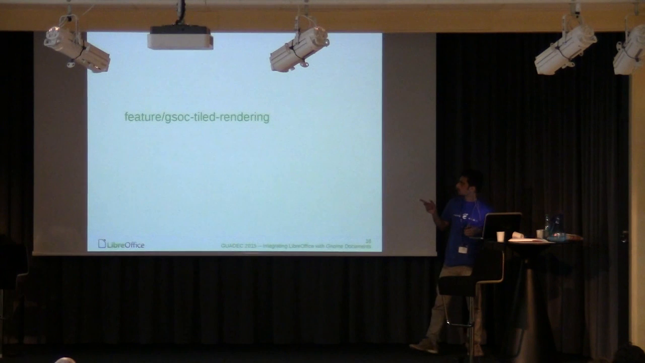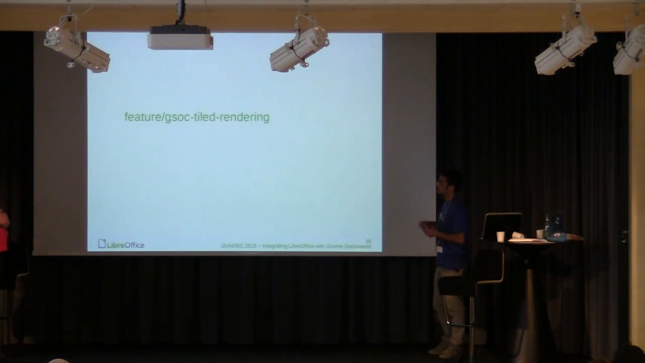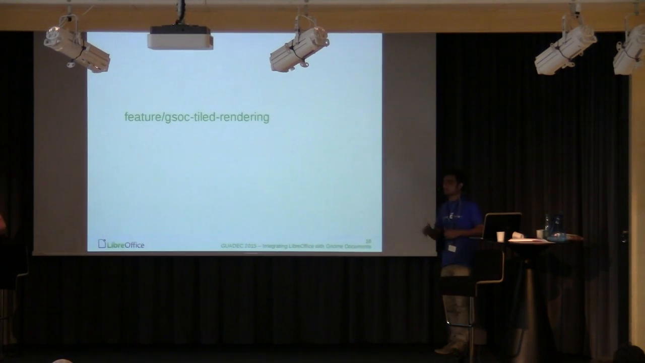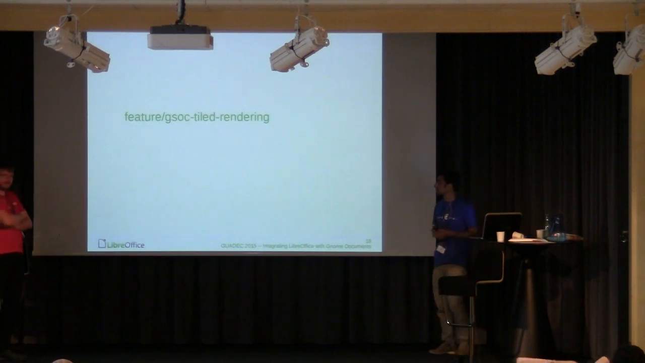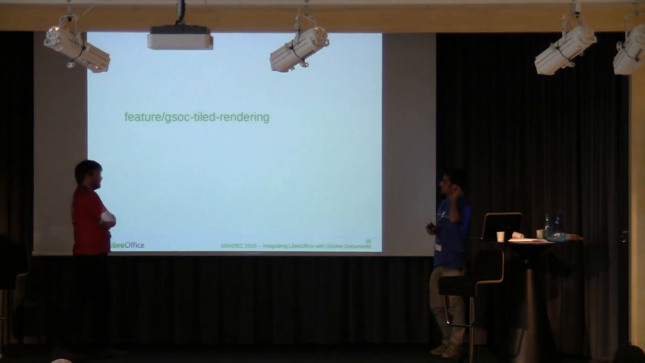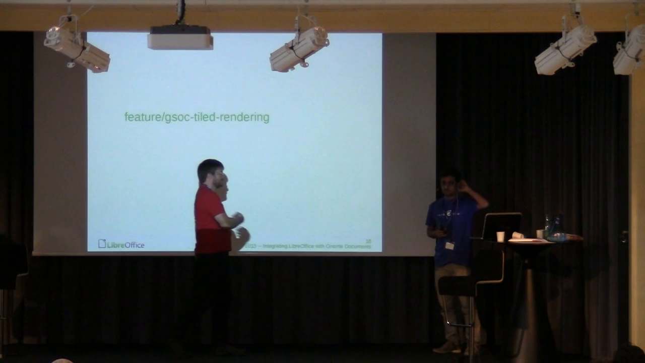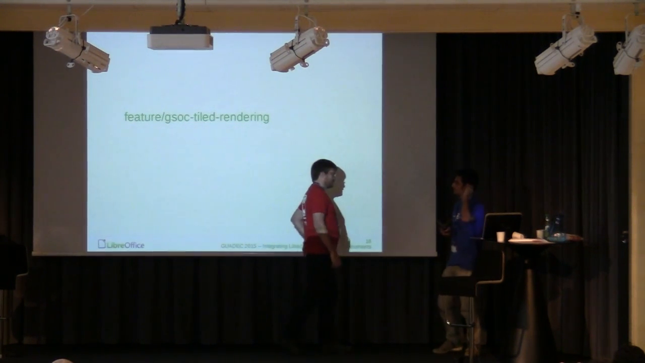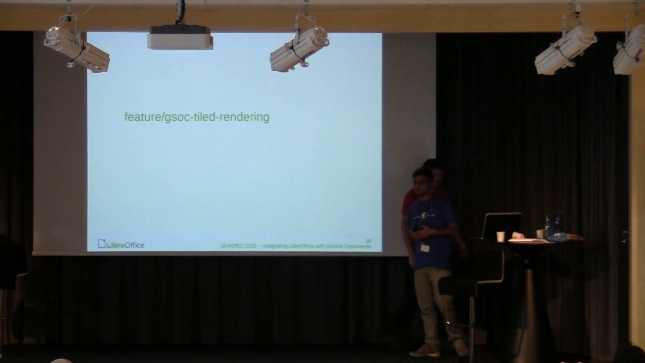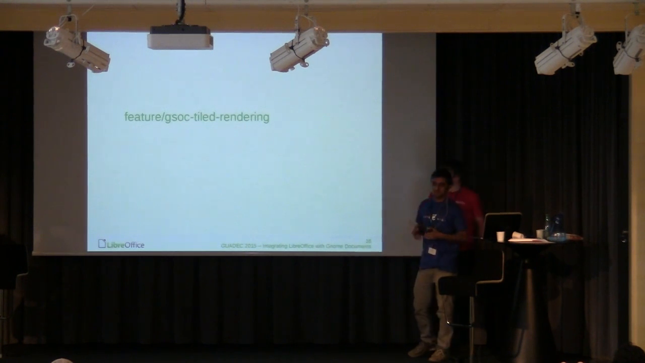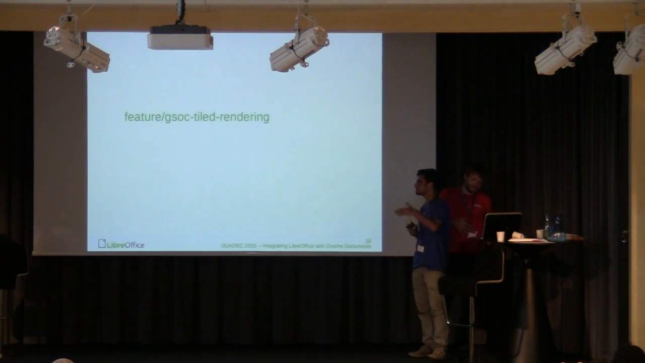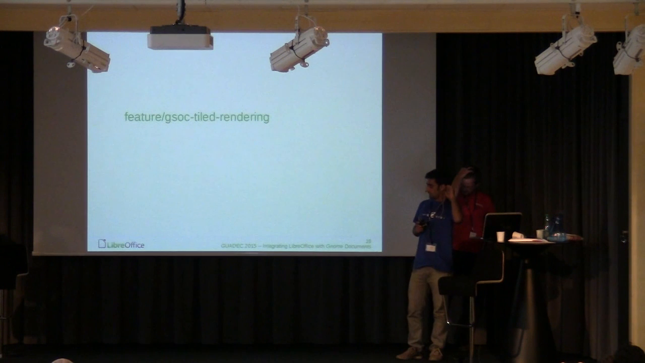I have a feature branch also in the LibreOffice code git directory, feature list of tile rendering. So if you want to have a look at that, you can polish that feature a bit, because I feel we might need more GObject hackers to hack on that so that it gets polished before getting merged to master.